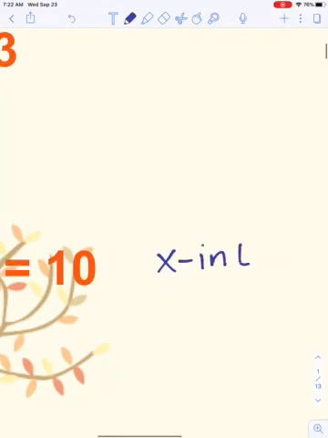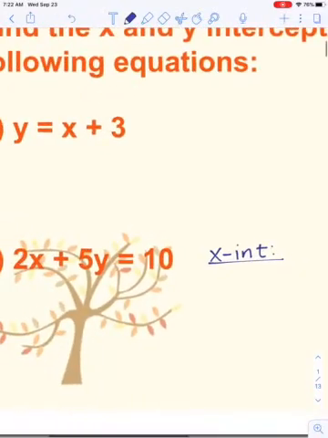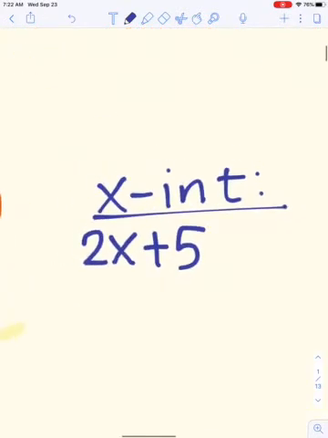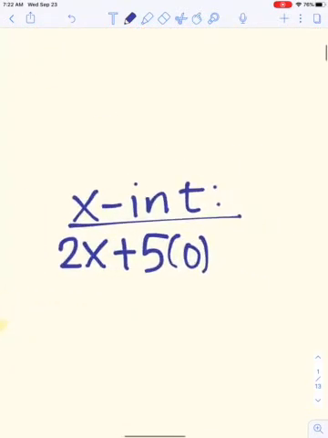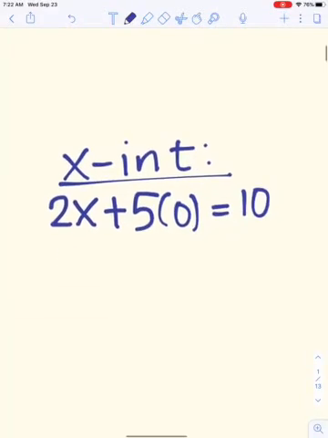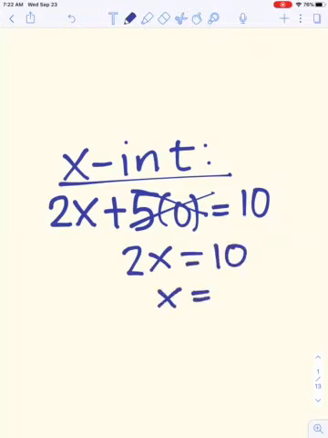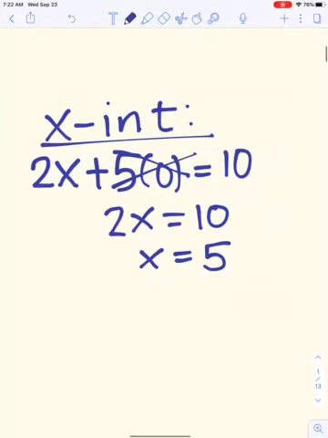So remember, if it is an x-intercept, that means it is on the x-axis and it never moved up or down, which makes your y value 0. So you take your equation, 2x plus 5y equals 10, and you plug 0 in for y, because if it's on the x-axis, you absolutely know that y is 0. And then you solve it from here. So 5 times 0 is 0, so this entire term cancels. That leaves us with 2x equals 10. Divide by 2, and x is 5.